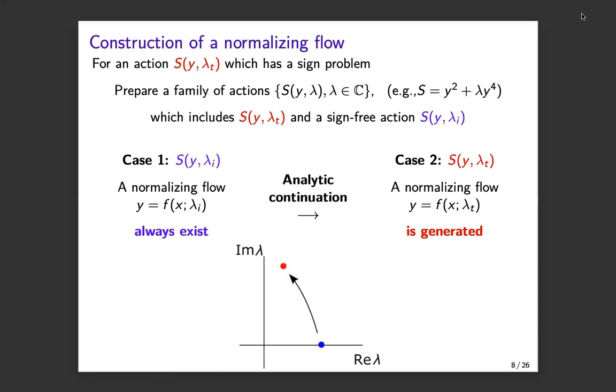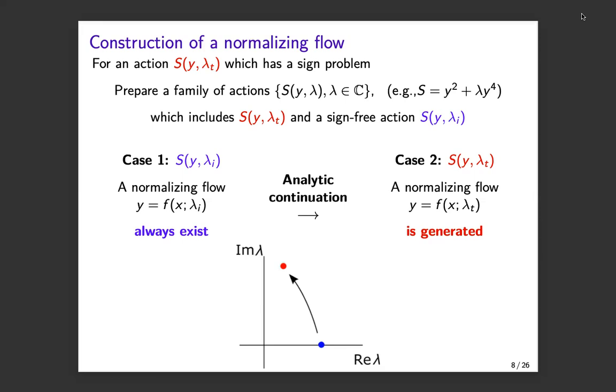Yeah, so coming back to normalizing flows, or complex normalizing flows, we now want to think, either more theoretically or more numerically and algorithmically, how we can construct such a map. One way we can imagine doing it is to say, let's say my action is S of y, parameterized by lambda t, and it has the sign problem. And for this particular S that I want to solve the sign problem for, I'll prepare a family of actions parameterized by this lambda.